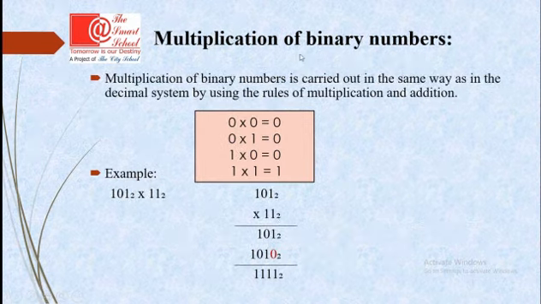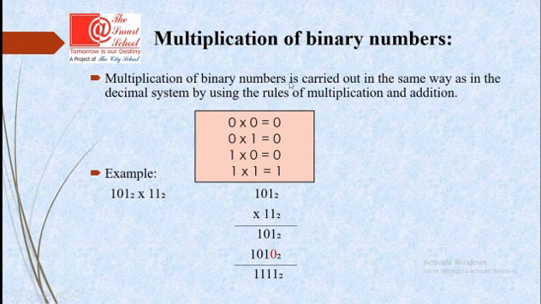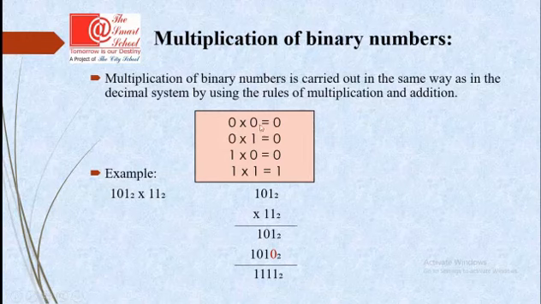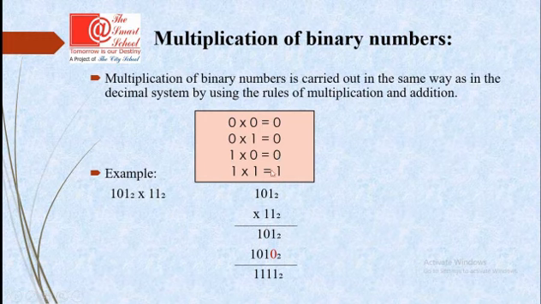Now multiplication of binary numbers or base 2 numbers. Multiplication of binary numbers is carried out in the same way as in the decimal system by using the rules of multiplication and addition. And the basic rules are: 0 times 0 is 0, 0 times 1 is 0, 1 times 0 is 0, and 1 times 1 is 1.